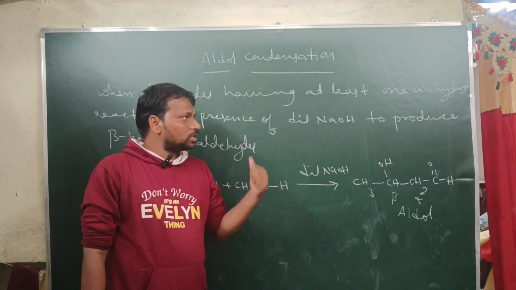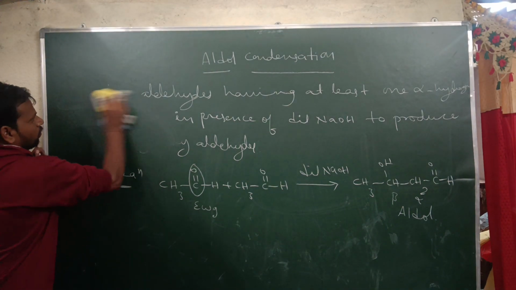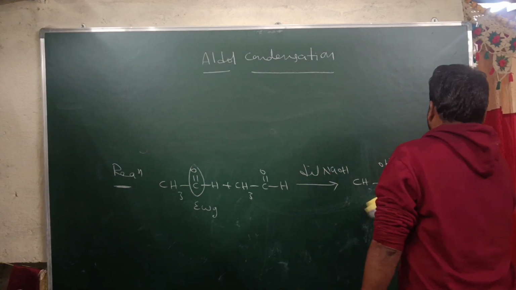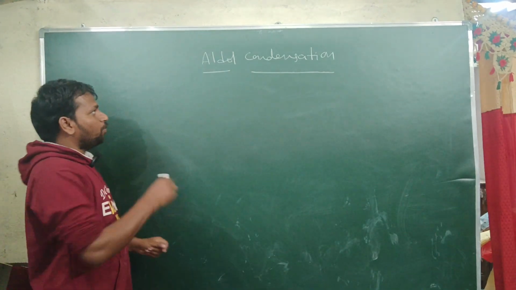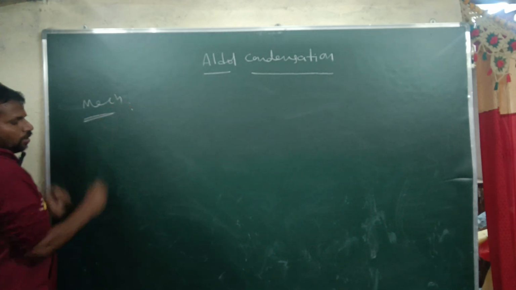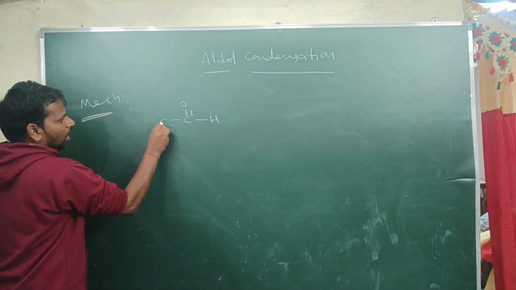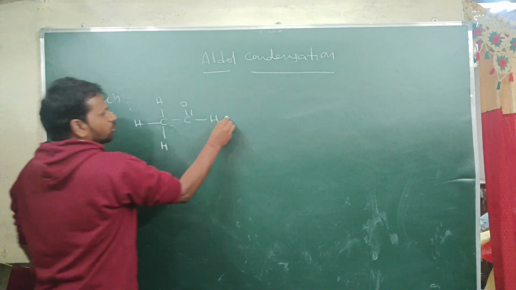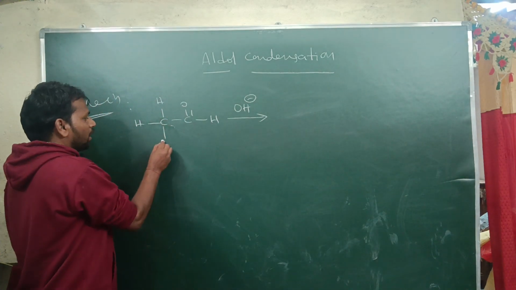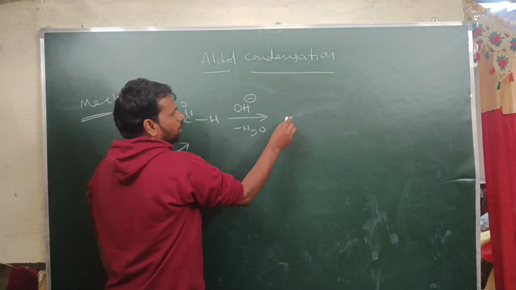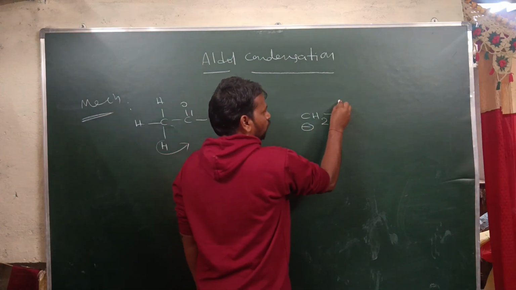Let me explain the mechanism in this case. When we write the mechanism, first of all, CH3 C double bond O H, and CH3 C double bond O H. For our convenience, I am writing the carbon and hydrogen. This reacts with OH minus, which comes from the dilute sodium hydroxide. So that acts as a base here. The base can abstract the proton, and it is eliminated as water. It will form CH2 with a minus charge. Only the proton is eliminated; these electrons stay the same. CH2 and C double bond O H.